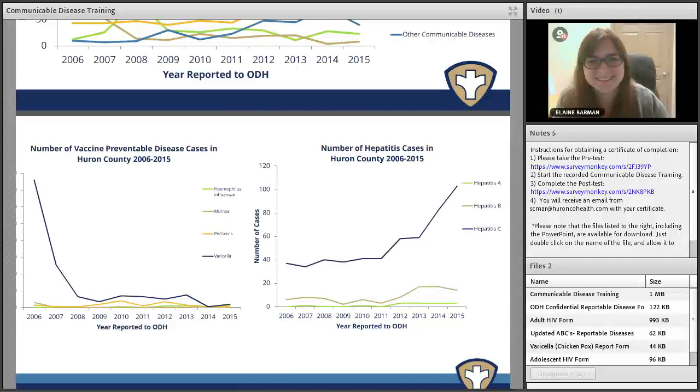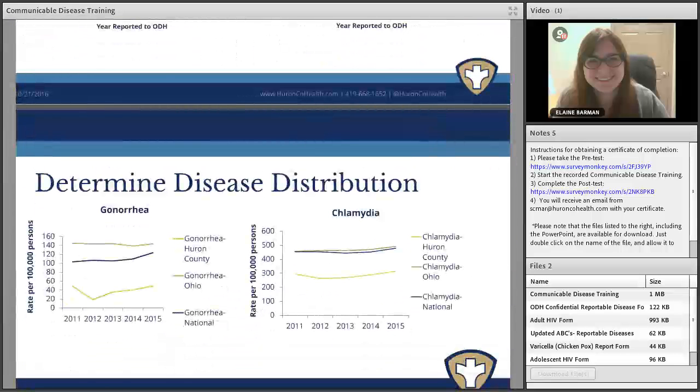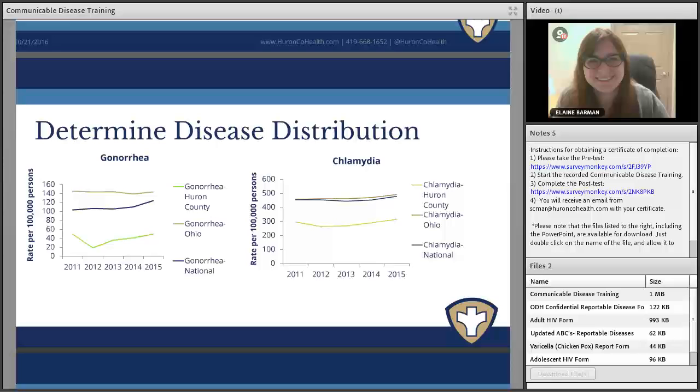And then the next graph on the right-hand side is the number of hepatitis cases in Huron County from 2006 to 2015. So you can see it's been going up for hepatitis C, and that can be due to several reasons. But we can look at that and ask, okay, why is it going up? What are some of the factors that are affecting this? Physicians are required to test people if they have risk factors now, which they may not have been required to in the past. So there are things that can lead to that, and we look at that to determine what is going on with the illness.